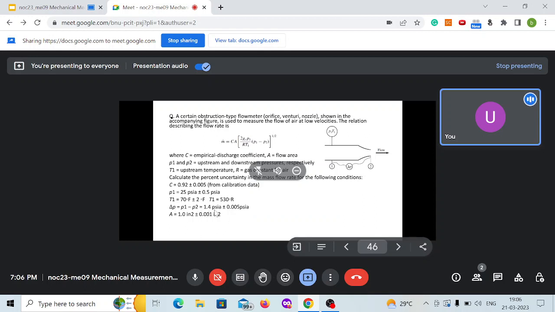In the previous case where we saw a flow meter, the diameter was given and we calculated the relation, which is 2 times the diameter uncertainty by d. Here it's already given.